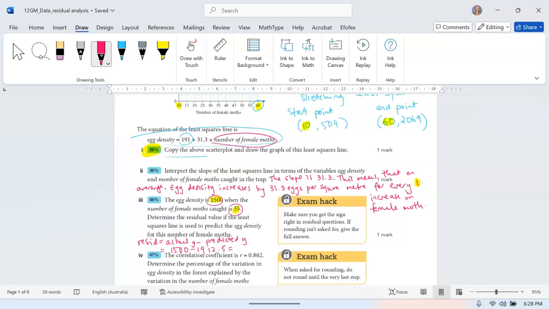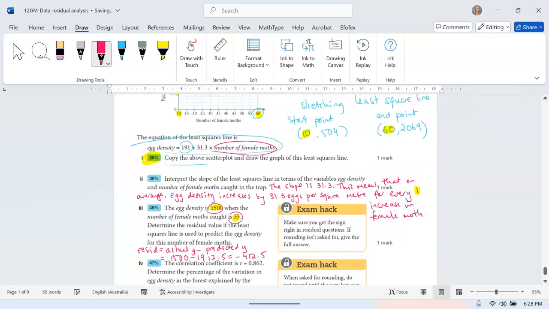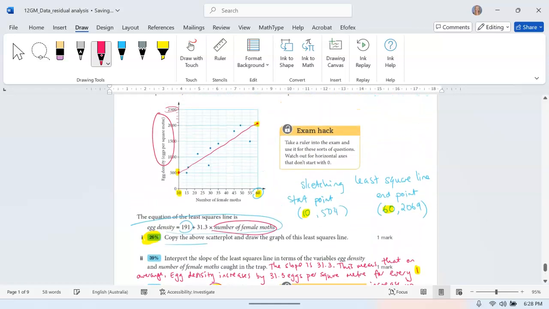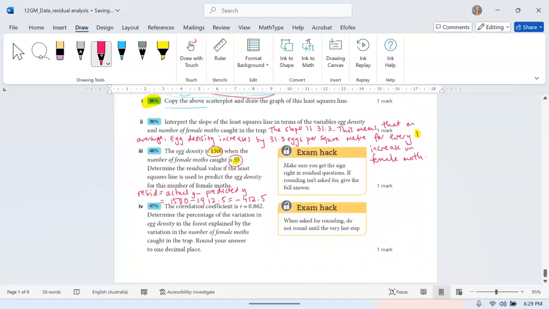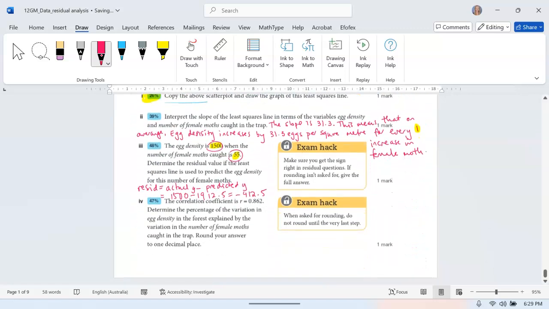So I get a negative value, 2.5. Now, if we just have a look, 55, all right, so you can actually see it's definitely below. So that's good. All right. You can use your scatter plot to check your answer. So negative 412.5. Your residuals, you do have to write all the decimal places unless it specifies otherwise.